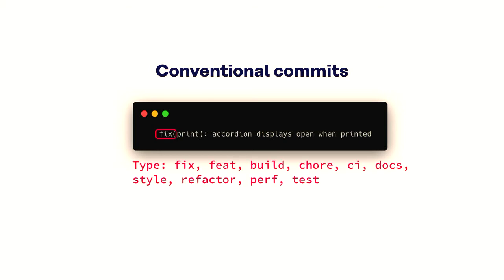So this is the type. There's a list of things you can do there. The fix type tells Lerna to bump the patch version number, and you can use the feat type to bump the minor version number. And you can also add an exclamation mark before the colon, and that will tell Lerna it's a breaking change, and that will bump the major version number.